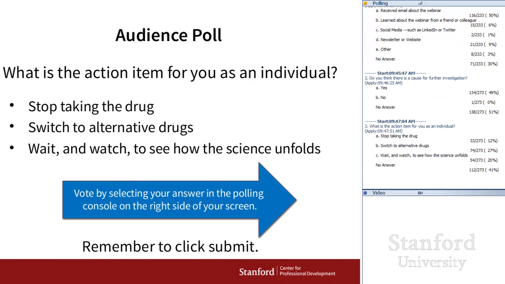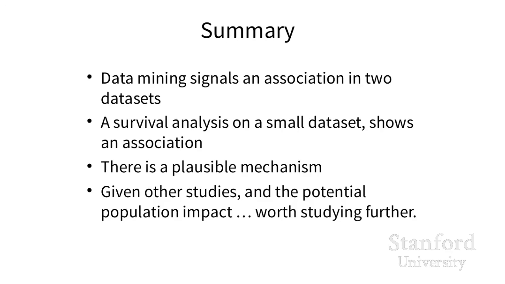So the point of these questions is that interpreting science for public consumption is hard. And you can see in your own responses that there's no easy answer, and almost half of you chose not to answer this one. All right, so my summary on this is that data mining signals or provides a hypothesis about an association in 2 separate data sets. Survival analysis on another small data set shows an association. We have a plausible mechanism. Given all the other studies and the potential for the population level impact, yep, I agree this is worth studying further.